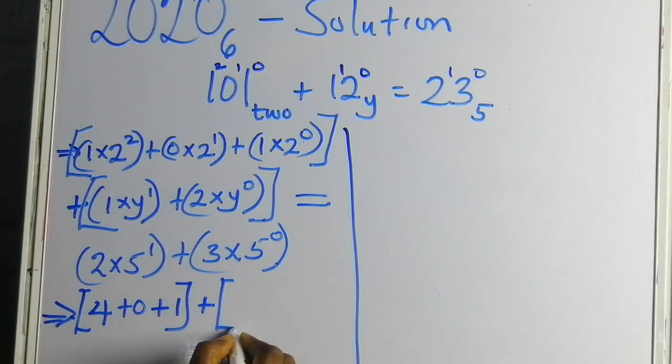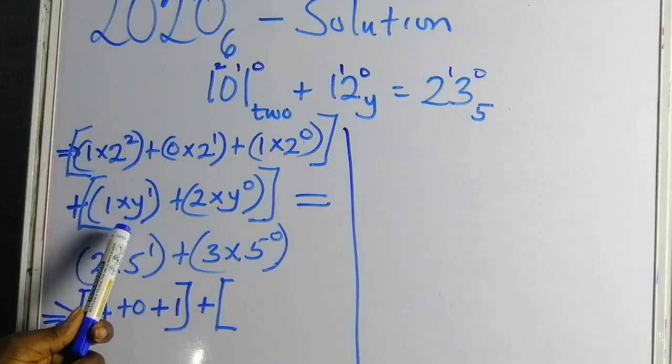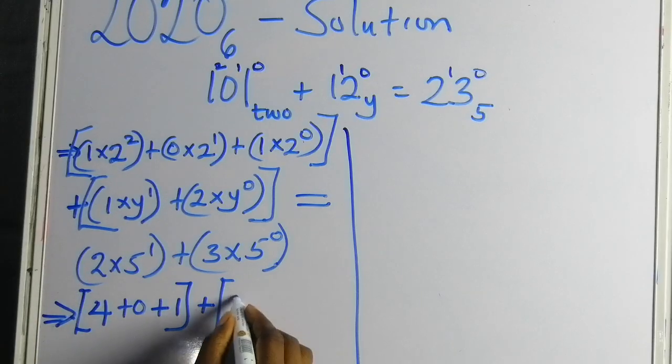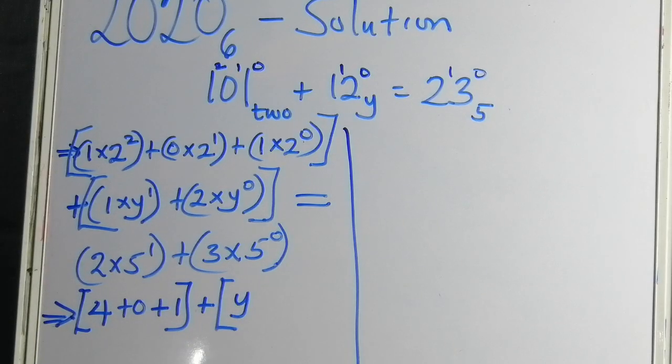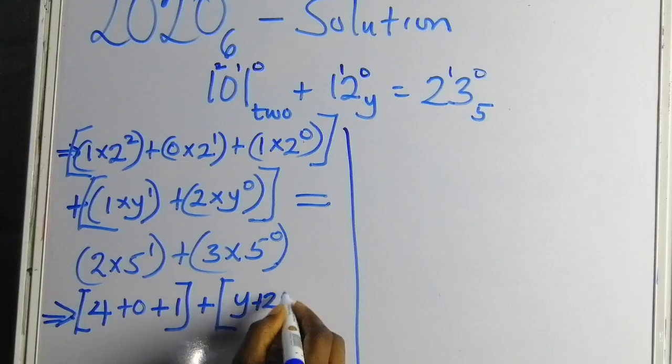Plus, the second one: y raised to power 1 is still y. 1 times y is y. Then you have y raised to power 0. I've told you anything raised to power 0 is 1. Times 2, you have your 2 here.